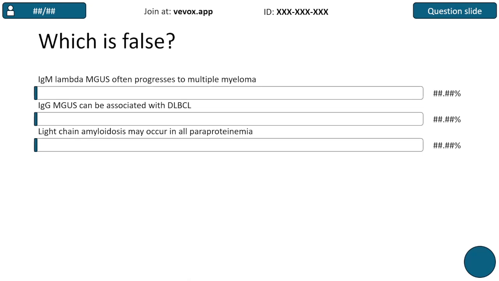Give everyone a chance here. Feel free to discuss with your neighbors.